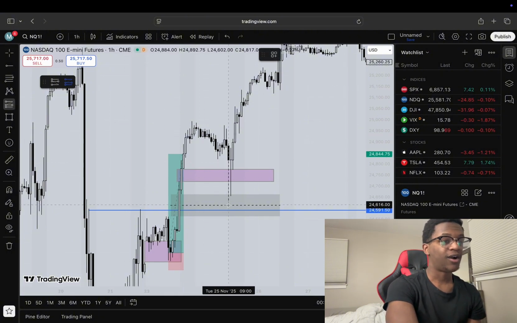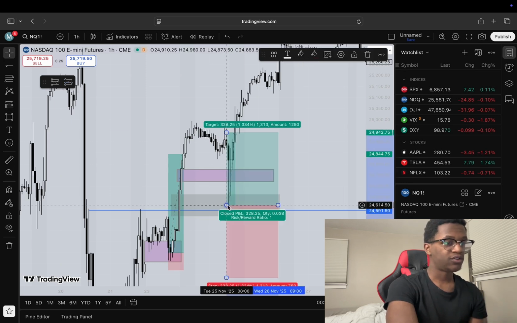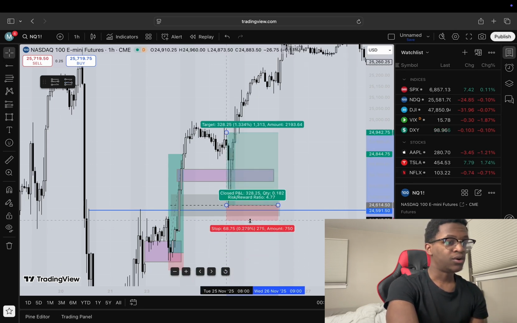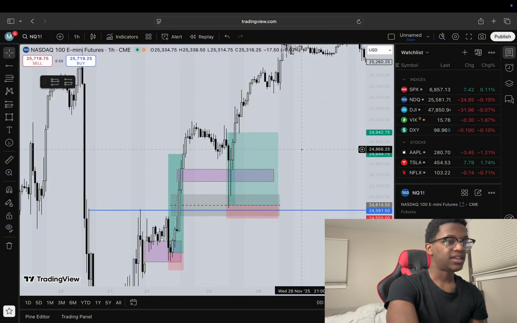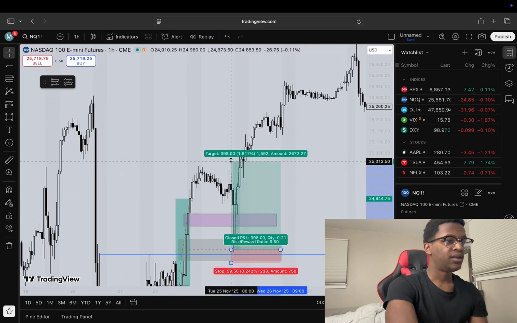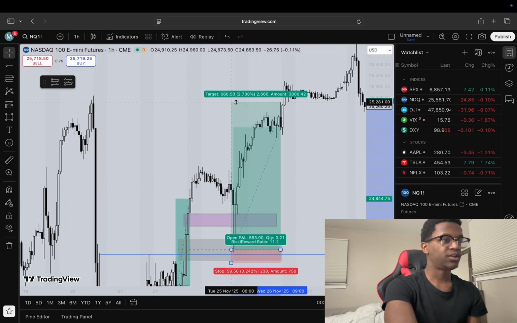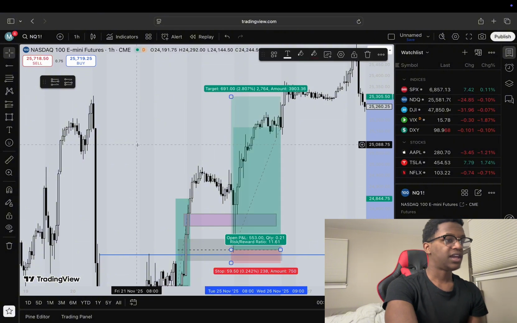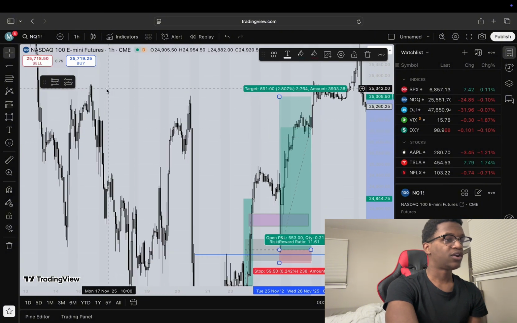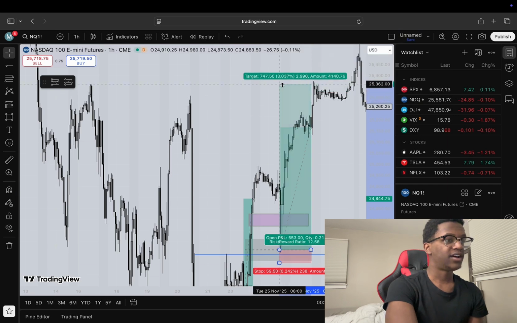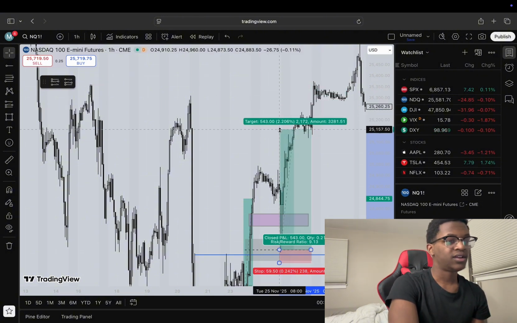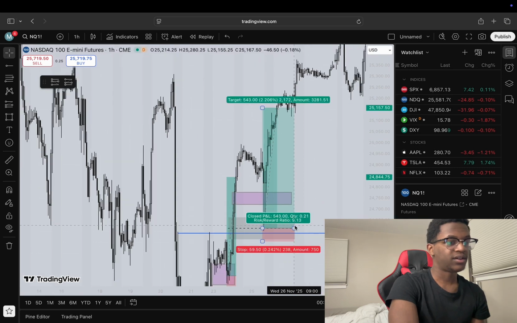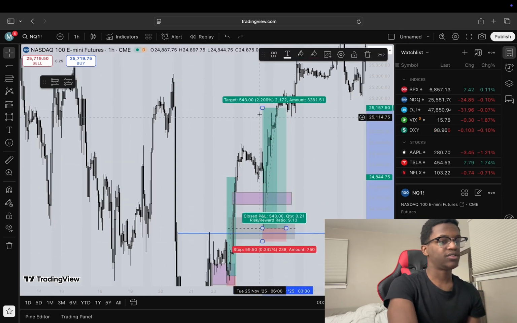And luckily for us, our model is entry from consequent encroachment. Enter from here, stop below the low of the fair value gap, and then we can target either this draw on liquidity here, this draw on liquidity here, or any other higher targets if you guys wanted to even target all the way up here. So you guys could have gotten a 1 to 12, but we're just going to be a little more conservative. We're going to say we targeted these draws here, got 1 to 9 again with this trade, and then closed up here.